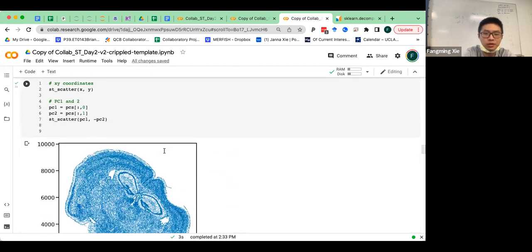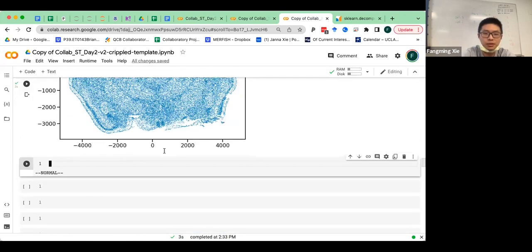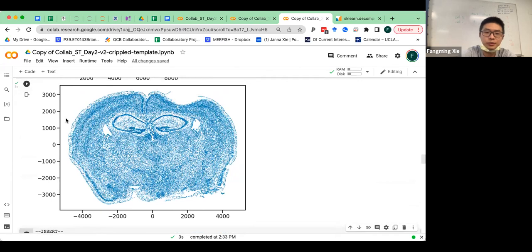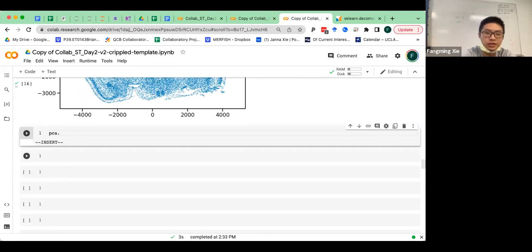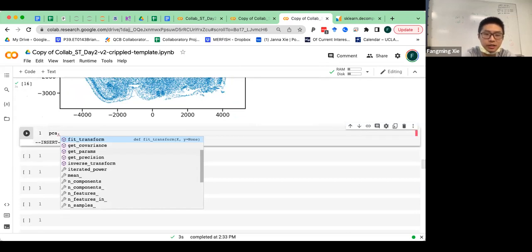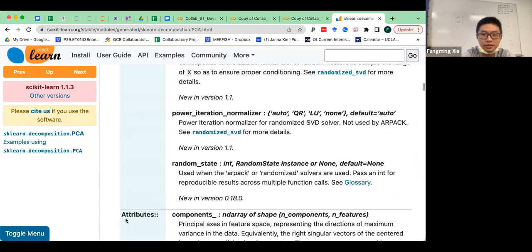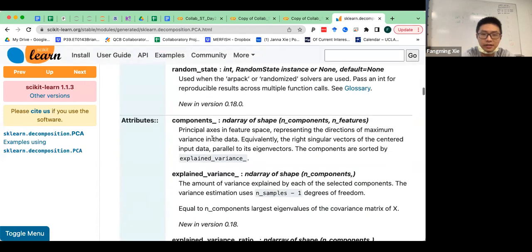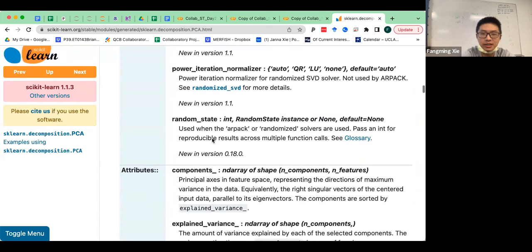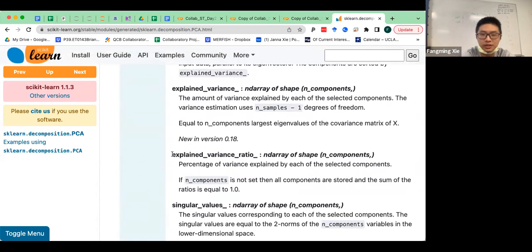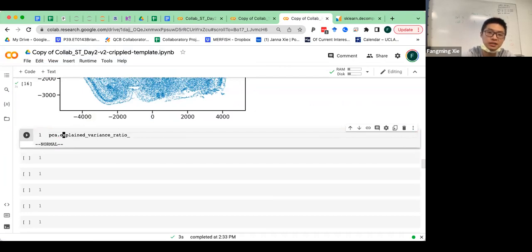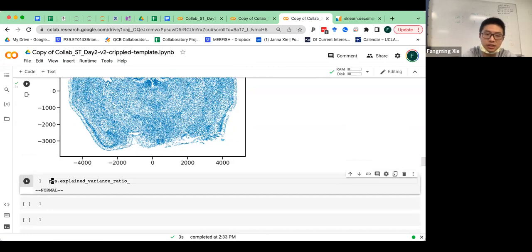One more point about PCA: we know the relative importance of different axes. Now we have two axes, and we want to know their relative importance. That can be captured by something called variance explained. Let me go back to this document and look for its attributes. When you run it, it will generate these attributes, and we are specifically looking for something related to variance. Here is one called explained variance ratio. First, we apply it to our code. We do PCA.explained_variance_ratio_ and see what it looks like.